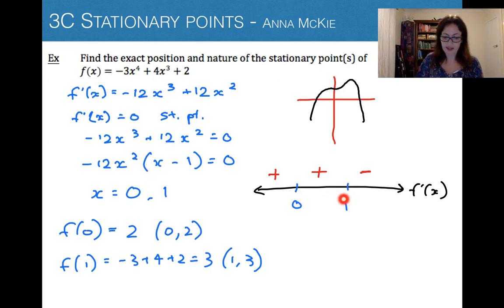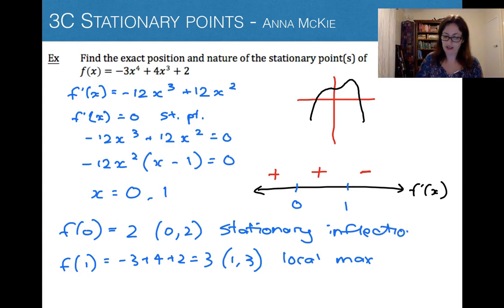Here we have that, this is the easiest one to identify, it's a local maximum. So we say local max. And this one is a stationary point, but also a point of inflection. So it's called a stationary inflection. Stationary with ARY, not ERY. I think of it like car has an A in it, and cars stop, if that makes sense. Okay, so that's how to complete that question.